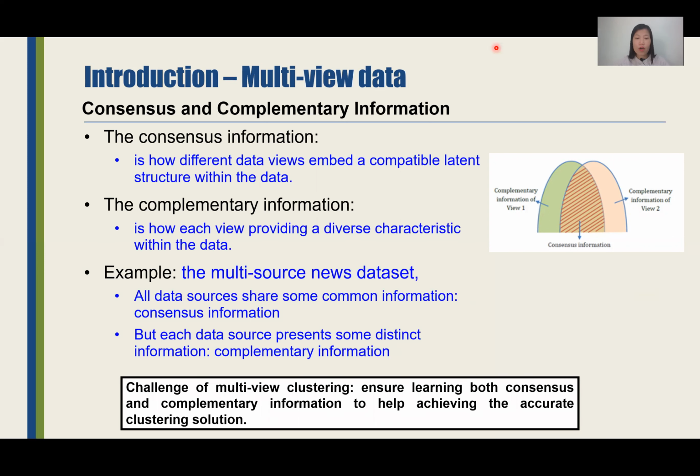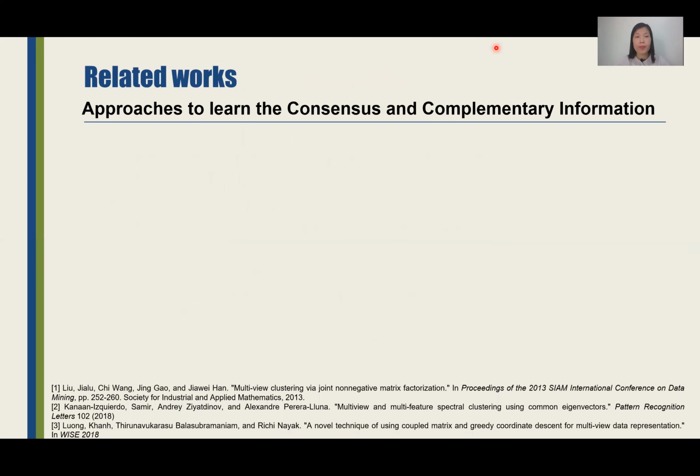So the challenge of multi-view clustering is to ensure learning both consensus and complementary information to help achieve the accurate clustering solution. Because the main aim of the paper is to develop a method that can effectively learn the consensus and complementary information, we'll first investigate how existing methods learn the two types of information.